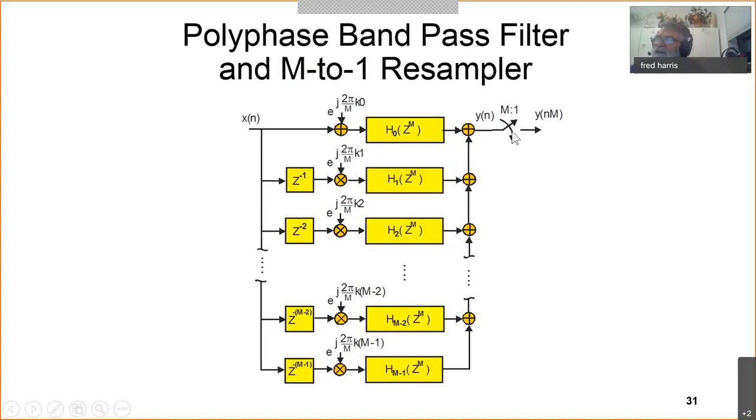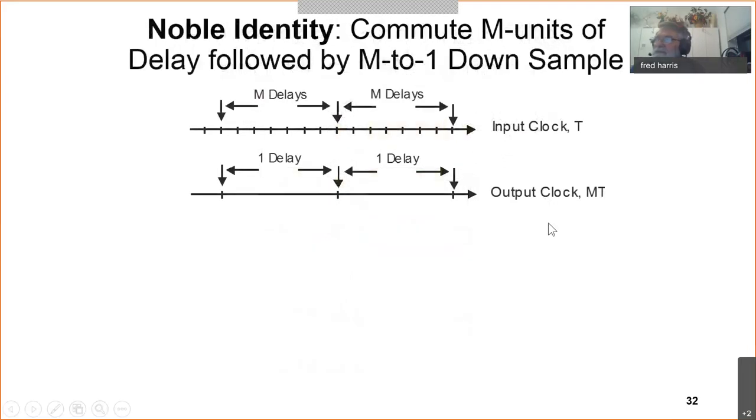Now, we'd like to do something about the resampling. It works out M units of delay at the input clock rate. Tick, tick, tick, tick, tick, tick, bang. Tick, tick, tick, tick, tick, bang. Is the same delay as 1 unit of delay at the output clock rate. Isn't that amazing? So instead of running my delays with M samples between them at the input clock rate, I can run the delay with one sample between them at the output clock rate, and nothing is different.